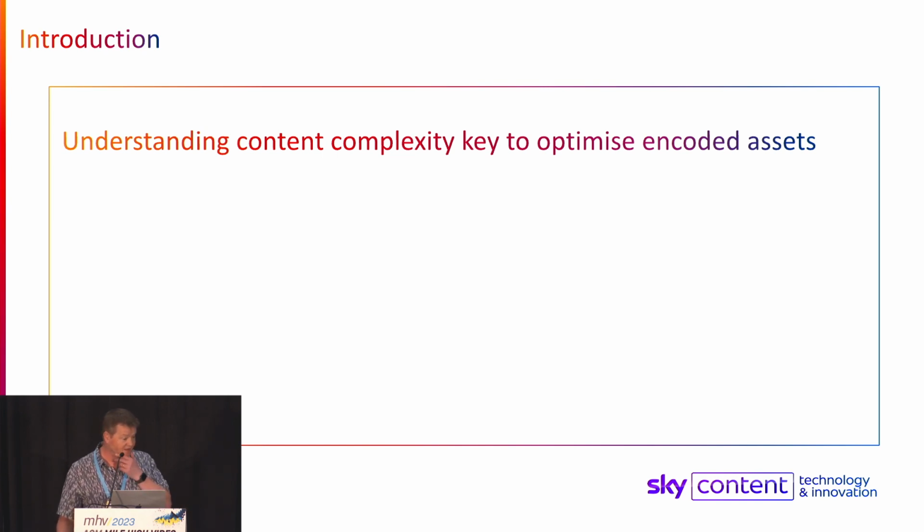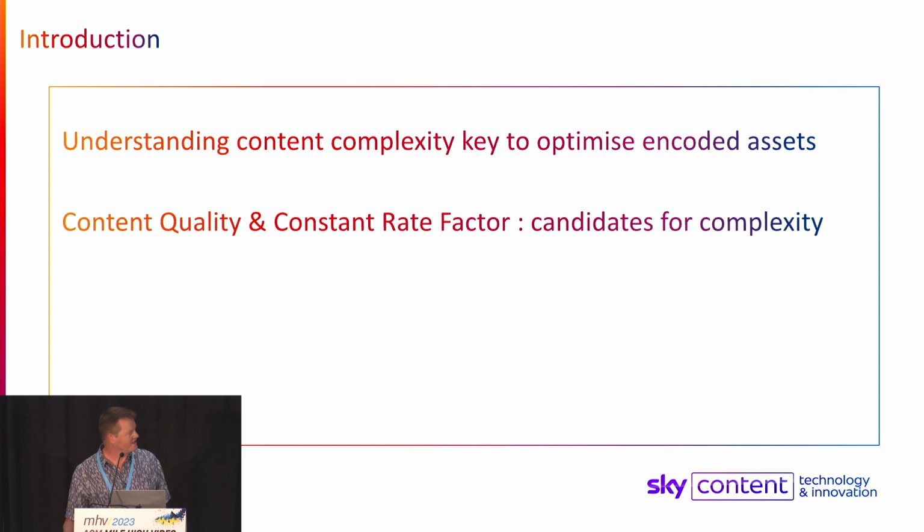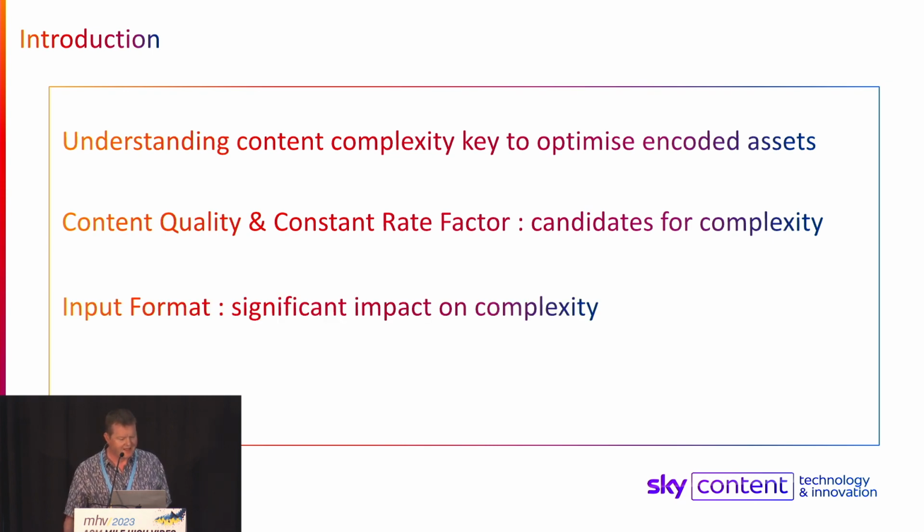If you look at the paper, we build up the case for the various aspects that we're trying to prove. But basically, as an introduction, we're trying to understand content complexity and how it's used to optimize encoder assets. We'd say that we can use content quality and constant rate factors, that they're very good candidates for complexity, and I'll explain why in a minute.